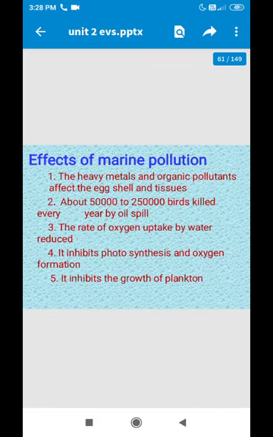Now let us see what are the effects of marine pollution. The heavy metals and organic pollutants affect the egg, shell and tissues. About 50,000 to 250,000 birds are killed every year by oil spill. The rate of oxygen uptake by water is reduced. It inhibits photosynthesis and oxygen formation, and also it inhibits the growth of plankton.